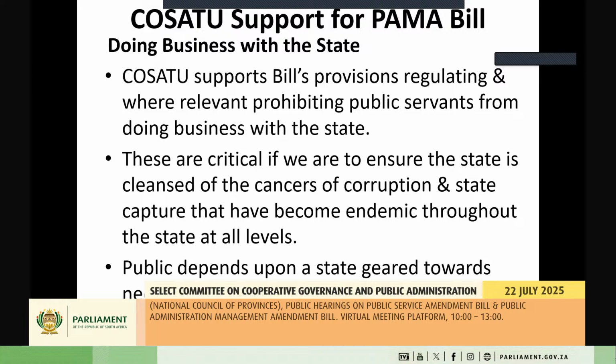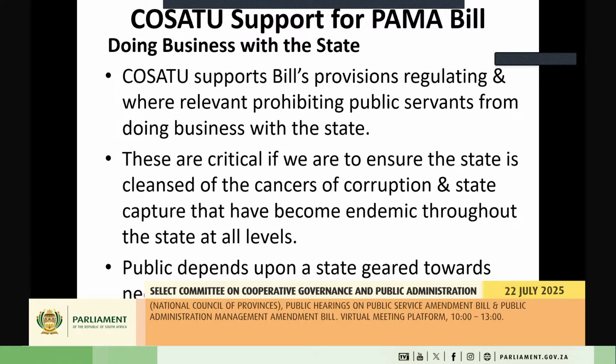We think that we have this cancer of corruption affecting every fabric of society, not just the state, but the private sector, civil society, it's across the board. Nothing's left untouched. We think the provisions in the bills are quite useful, and it's simple. If you're employed by the state, then you can't do business with the state. One has a choice in life. But again, these are critical for you to deal with the issue of state capture and corruption.